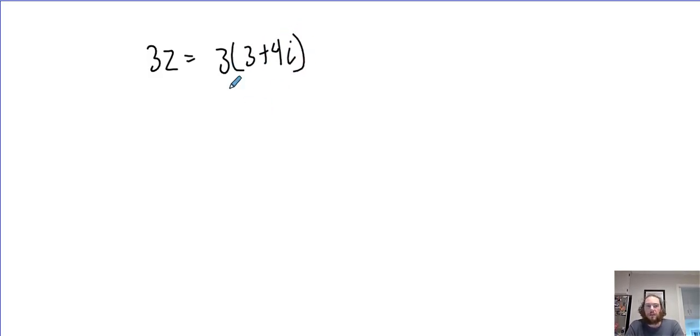And we could just distribute that multiplication like we would usually. So we can take that 3 and multiply it in. So 3 times 3 is 9, and 3 times 4 is 12i. We could also take z and multiply it by a complex number, or an imaginary number.